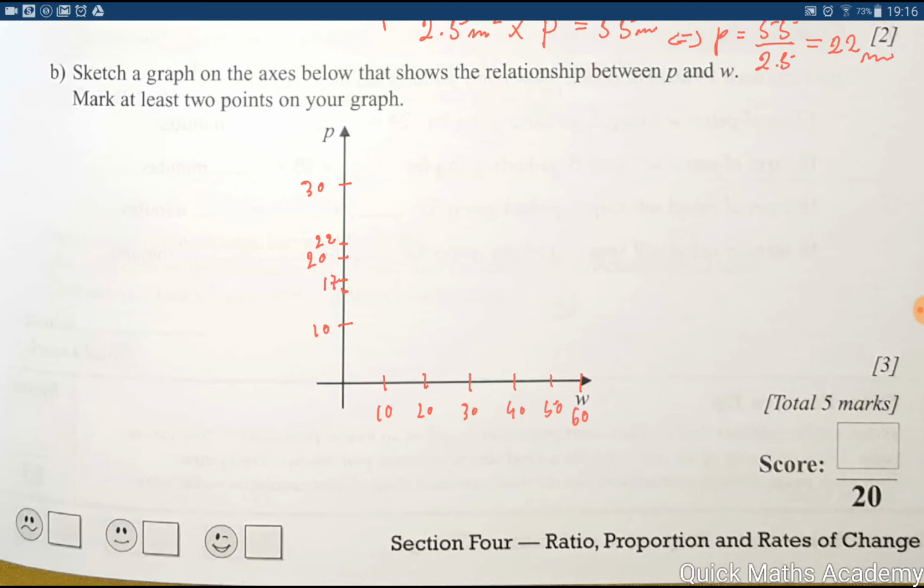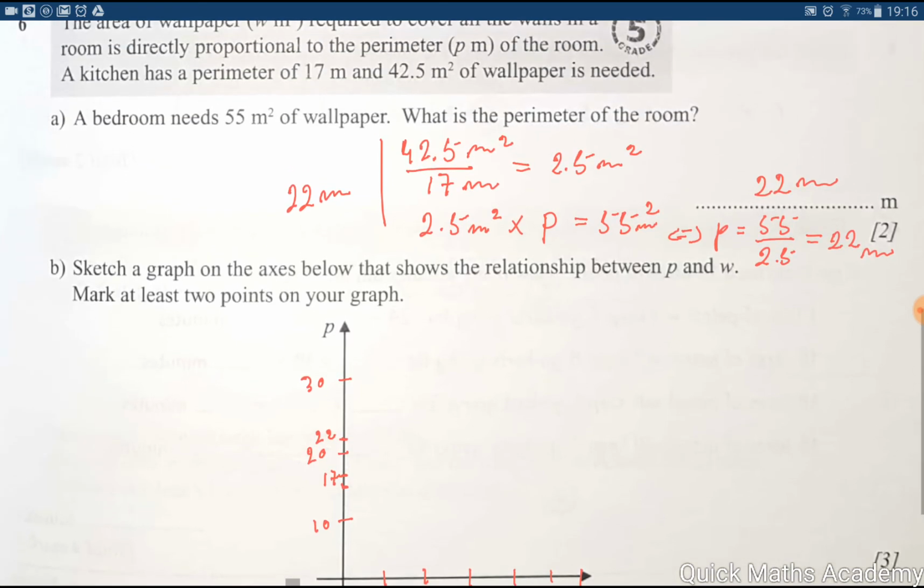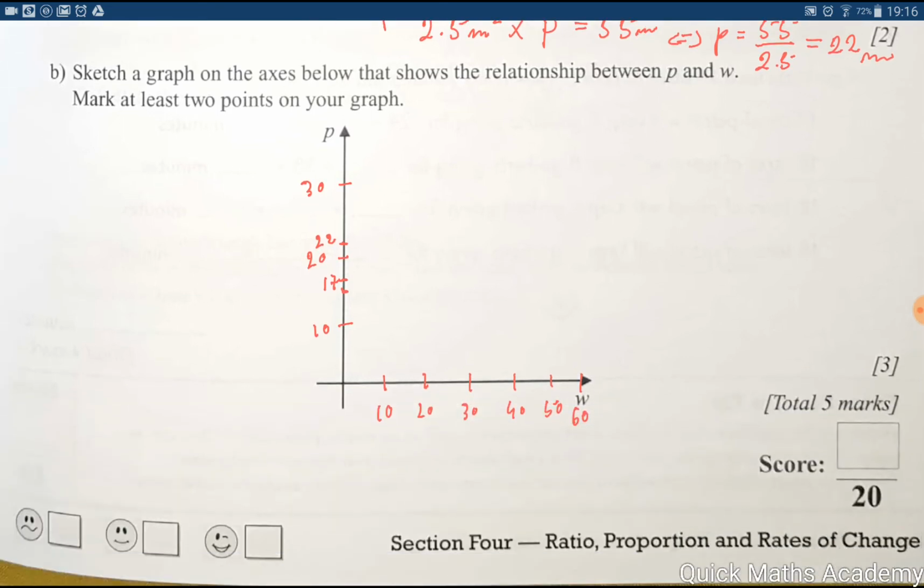Now let's mark the points. We know that 17 is good for 17 meters of perimeter. We need 42.5, so that is somewhere here, and this is for 17 meters of perimeter. So we'll have something like this.